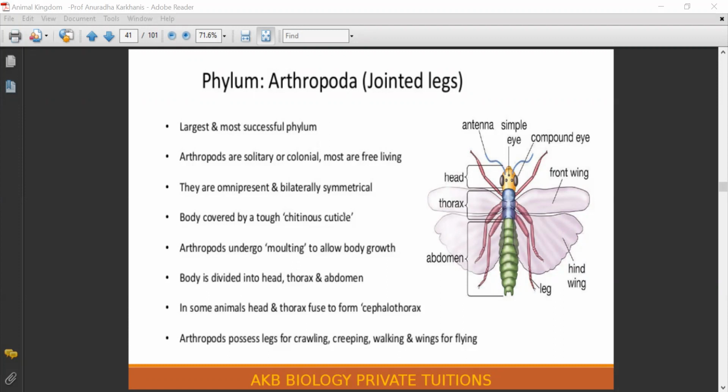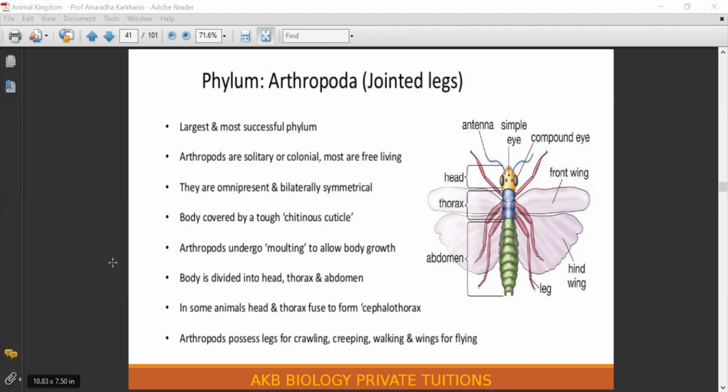Arthropods possess legs for crawling, creeping, walking, and wings for flying. So these are the characteristics of every insect. So nothing difficult to understand in this part.